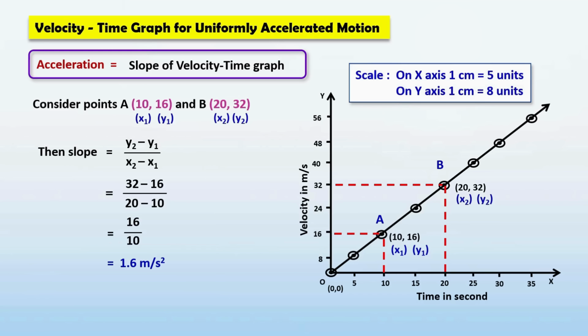Since the graph is a straight line, it confirms that the motion has uniform acceleration, meaning the velocity increases at a constant rate with time.